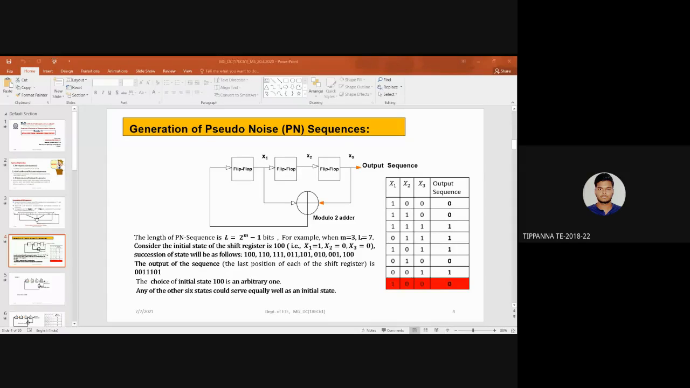Just shift, right? The XOR of the outputs of those two flip-flops will be fed as input to that flip-flop. Then it keeps shifting. So if I take 011 as the initial state, the next state will be 101. The next will be 010. Next will be 001. The next will be 100. Next 110. Next 111. Then it will be 011. It keeps going like that. Okay, let me stop with this today.